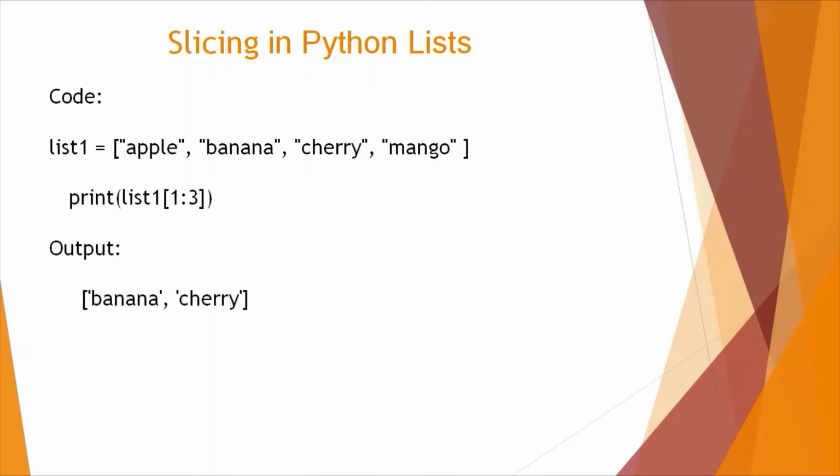We have the slicing in Python list. I have declared a list: apple, banana, cherry, and mango, and we will slice the list from 1 to 3. Obviously our list starts from 0, that is, apple is at index 0, banana is at 1, cherry is at 2, and mango is at 3. So I want the list from 1 to 3, so I will get banana and cherry.